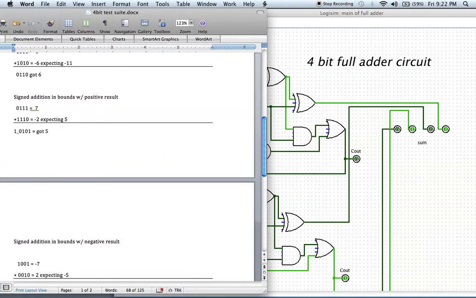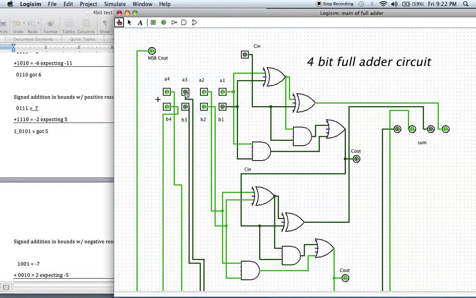This one would be signed addition inbounds with positive results, so we're going to do a 7 plus a negative 2. And as you can see again, that carry bit ended right here, fell off the end, and we were left with 4 and 1, which is 5, which is correct.